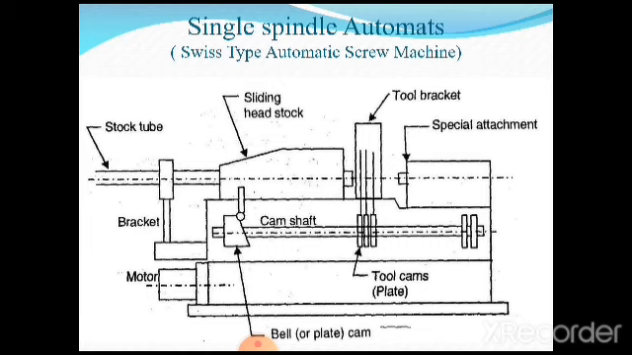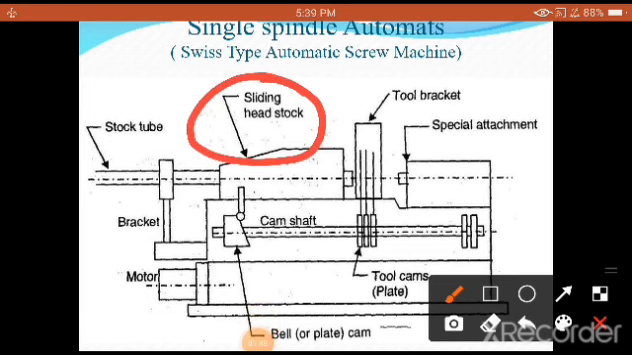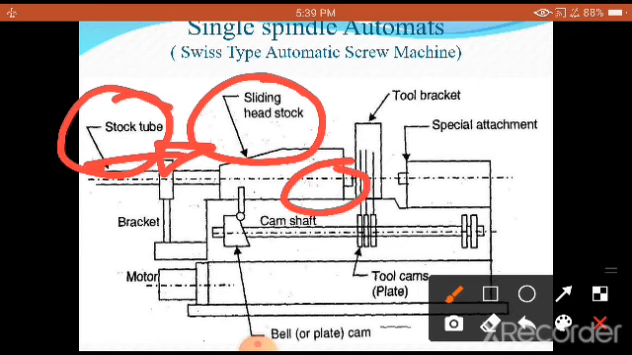In single spindle automats, what you are going to see on the screen is called a Swiss type automatic screw machine. Sometimes this machine is also known as a sliding headstock machine. Why it is called a sliding headstock, you are going to see from the parts there. You can have a view of the sliding headstock, and this is the stock tube which is made to enter within the hollow portion of the headstock.